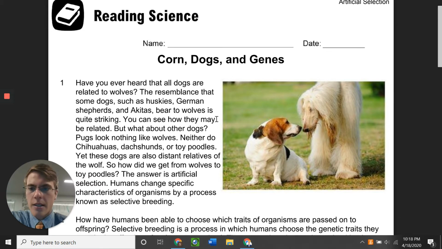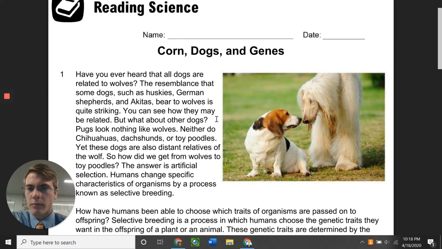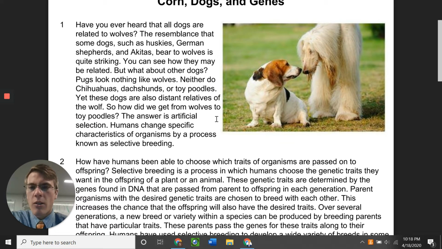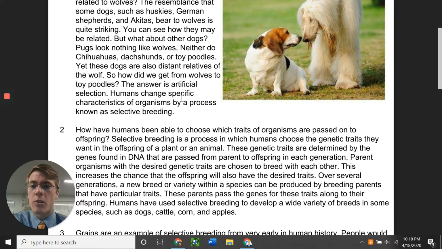And let's get started. So, corn, dogs, and genes. Have you ever heard that all dogs are related to wolves? The resemblance of some dogs, such as huskies, German shepherds, and Akitas, bear to wolves is quite striking. You can see how they may be related. But what about other dogs? Pugs look nothing like wolves. Neither do Chihuahuas, Dachshunds, or toy poodles. Yet these dogs are also distant relatives of the wolf. So, how did we get from wolves to toy poodles? The answer is artificial selection.